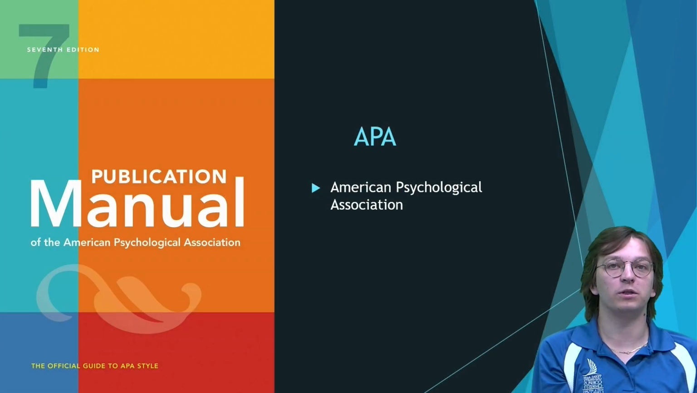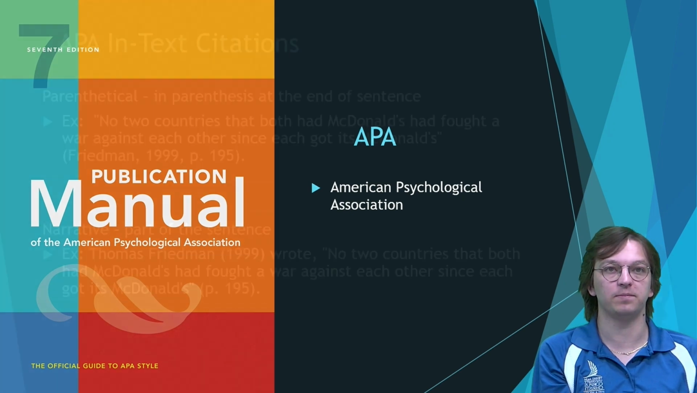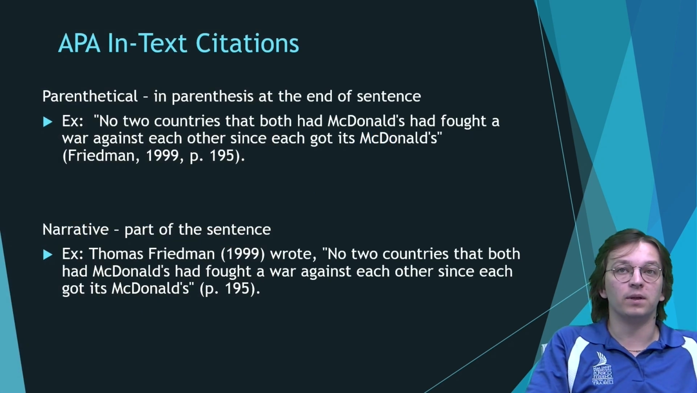The first style we're going to talk about is APA, which stands for the American Psychological Association. To start, we're going to look at APA in-text citations. When directly quoting a source using APA in-text citations, it is important to list the author, publication date, and page number.